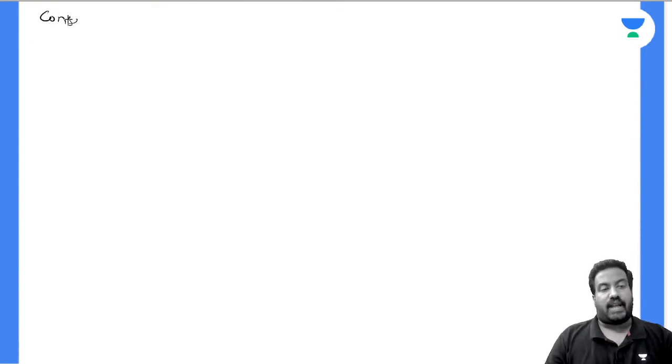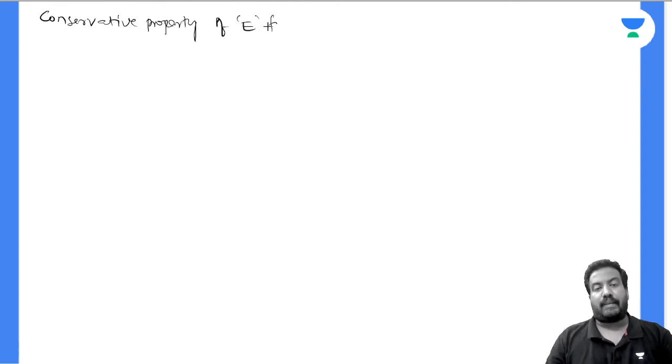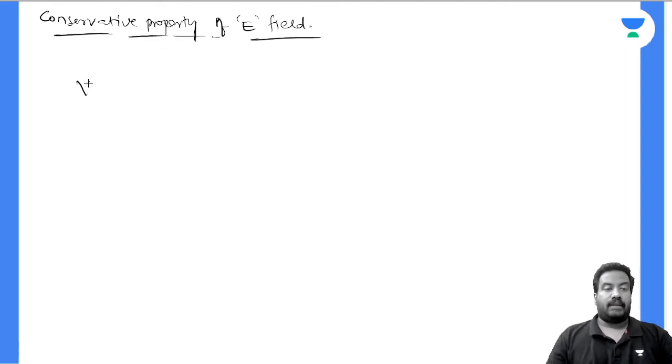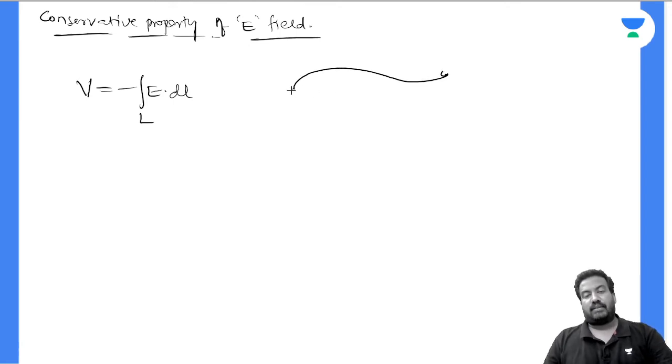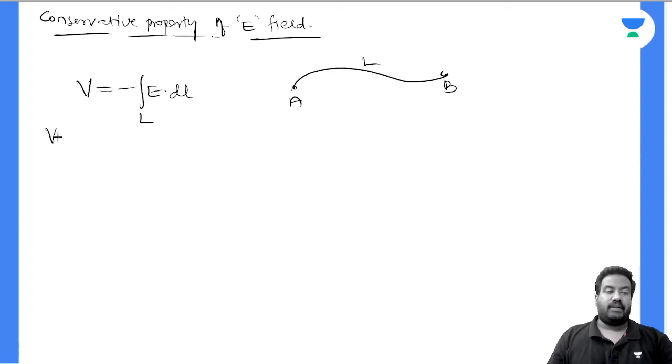Second equation we derive from the conservative property of electric field. Electric potential V is related to E as V is equal to minus integral of E dot dl, where L is the length. If we consider this length to have 2 points A and B, the potential difference between these 2 points VAB is equal to VA minus VB, which is minus integral of B to A E dot dl.